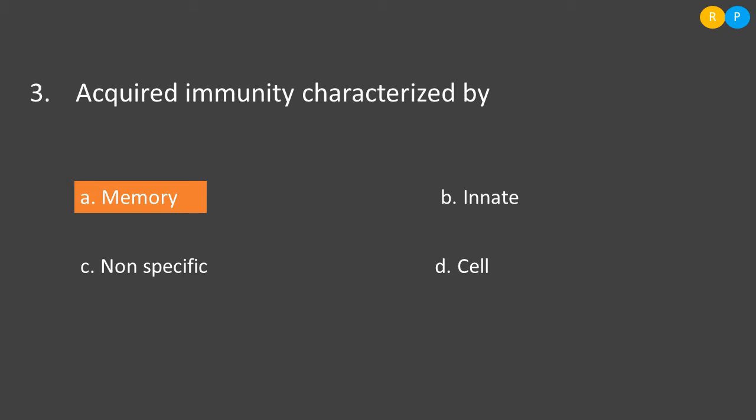Clear, right? It keeps the record of the previous encounter with the pathogen, and immediately in the subsequent encounter it will release antibodies to destroy the pathogen. So the correct answer here is option A, memory. Then option B, innate. Innate immunity is present since birth. That is not a character of acquired immunity. Then option C, non-specific. Option D, cell. So the correct answer is option A, memory.